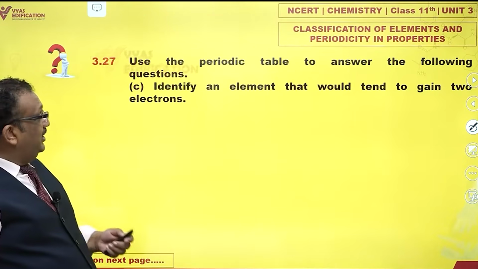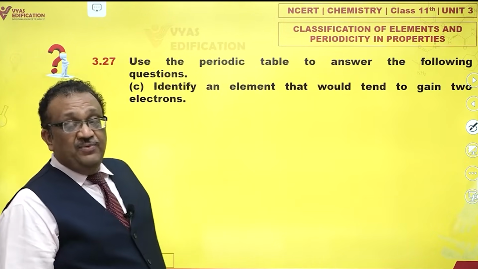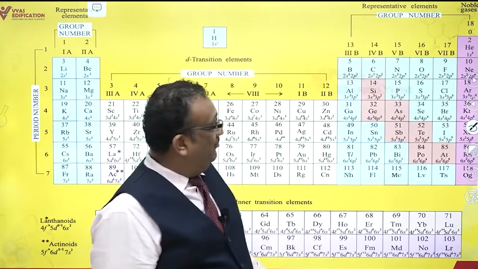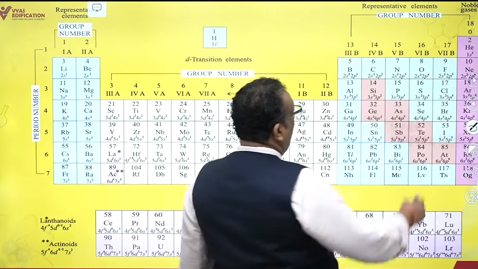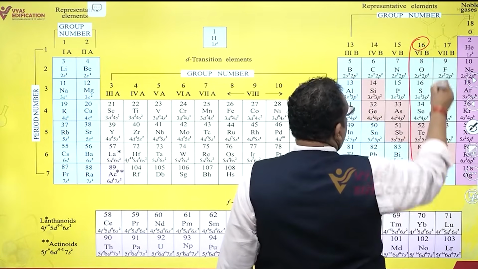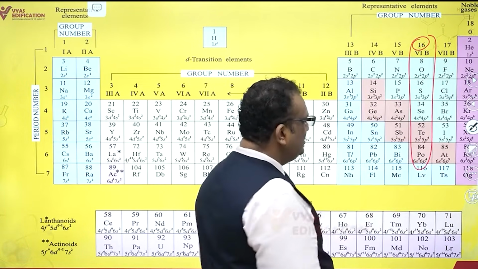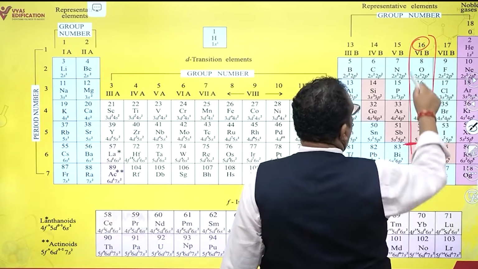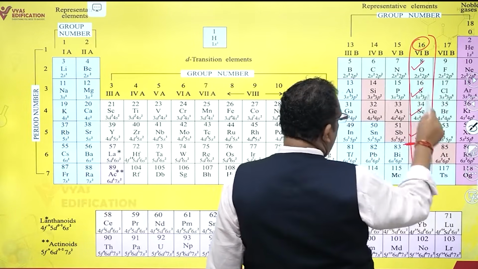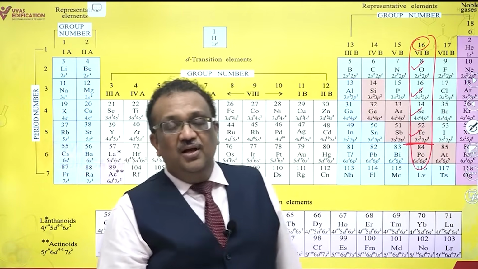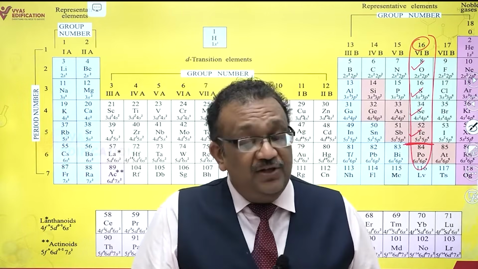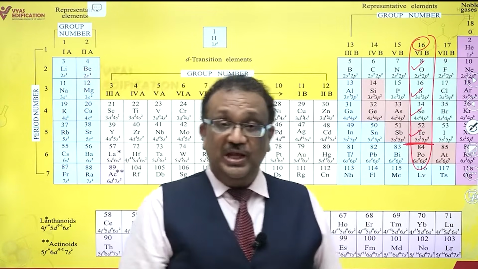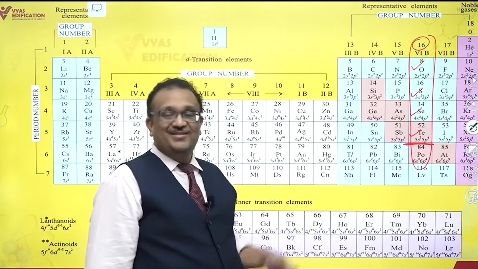Identify the element that would tend to gain 2 electrons. If by gaining 2 electrons they can acquire noble gas configuration, that would be lovely, and this means that we are talking about group 16. These are the elements. Skip polonium. Polonium being a metal, it can have its own issues. But oxygen, sulfur, selenium and tellurium, this is group 16, which contains non-metals or metalloids that would very much love to gain 2 electrons like this.